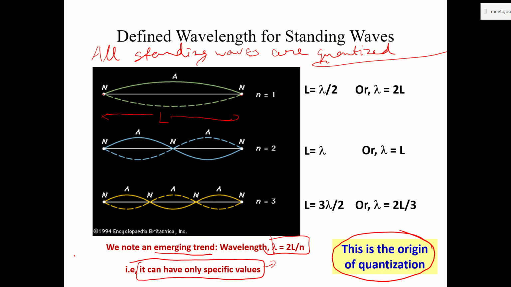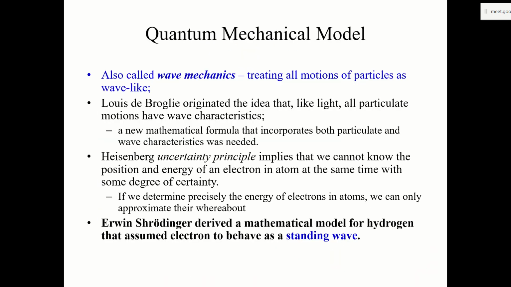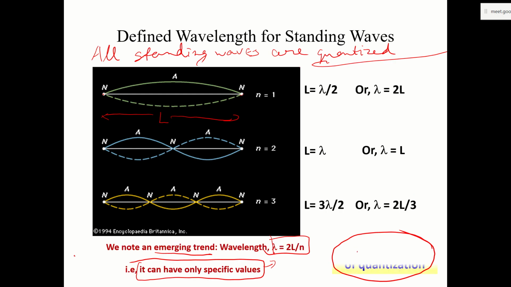And when you understand this, this is a very important thing: what Schrödinger did in his entire derivation of this mathematical model, he considered electrons to behave as a standing wave, and so as soon as he treats it as a standing wave, the phenomenon of quantization automatically comes in, right? All standing waves are quantized because we have just seen that the energy cannot change continuously, right?